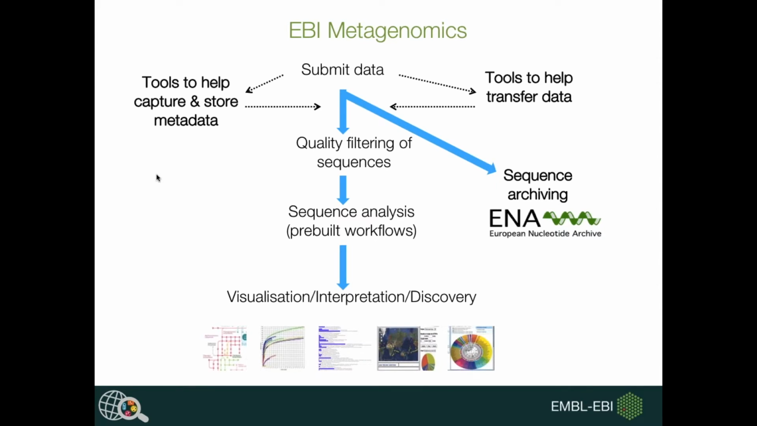So just to give you an overview of the process, essentially users submit data to us. The data goes into the European Nucleotide Archive. They offer tools to help transfer the data, so to move big files around, and to help capture and store metadata. They have checklists with controlled vocabularies so you can describe things. We then take the data out of ENA and perform quality filtering, so we do QC. We then do sequence analysis using workflows that are versioned, so we know the reference databases and the algorithms. And then we put the results on the site so people can visualize, interpret, and discover them.